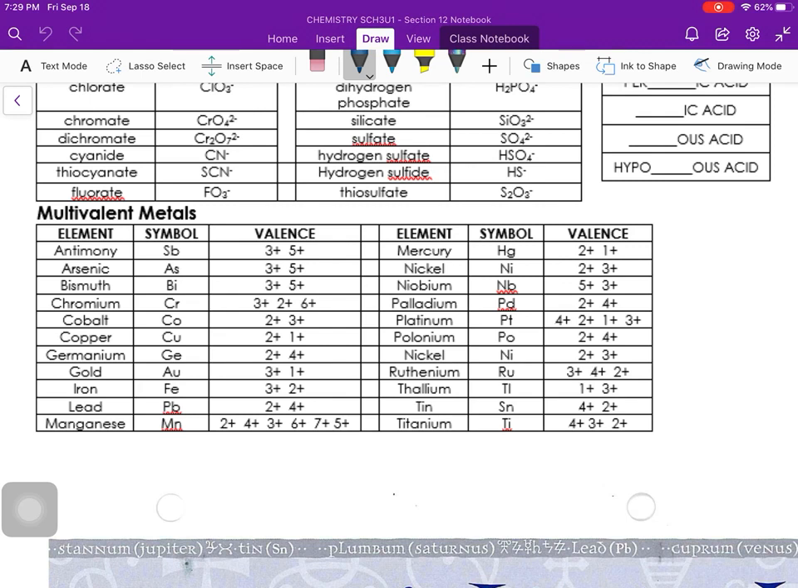These are generally found in the area of the periodic table that are called transition metals. And so a lot of these have what is called multiple valences. That means sometimes iron has 3 electrons in its valence shell that it will lose, and sometimes it has 2 electrons in its valence shell.